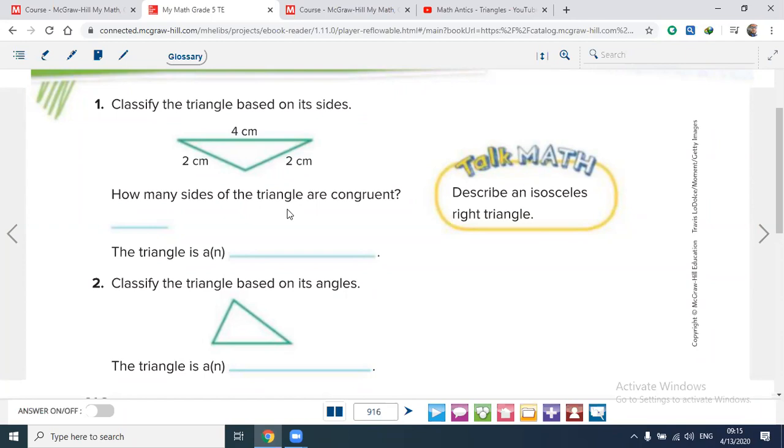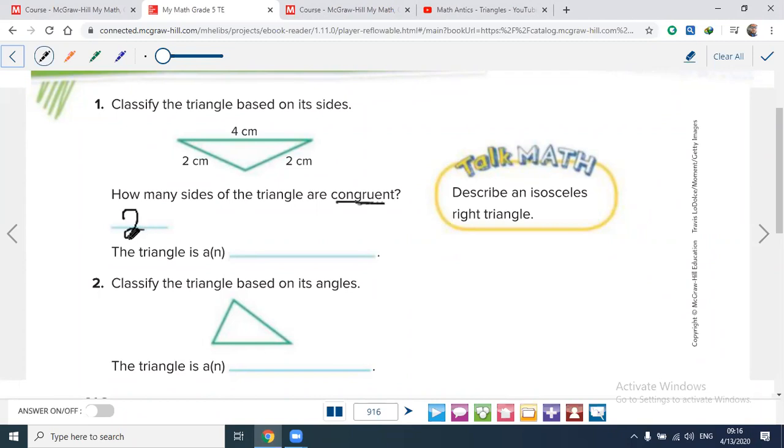Practice number 1. Classify the triangle by sides. I have this triangle with side lengths 4, 4, 2 centimeters. How many sides of the triangle are congruent? Congruent means equal. Length means the same side. Okay, someone raised his hand. Yes, Sultan. How many sides of the triangle are congruent? It's 2. Yeah, there are 2 sides that are congruent.